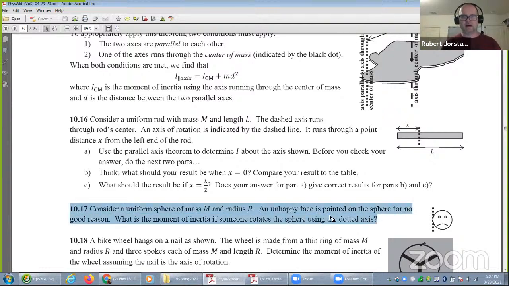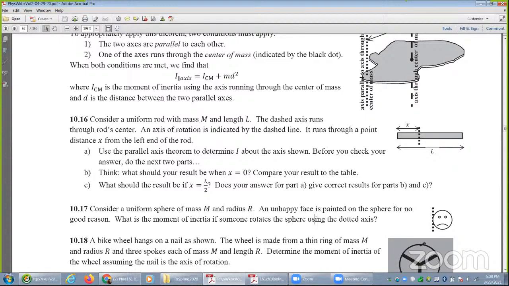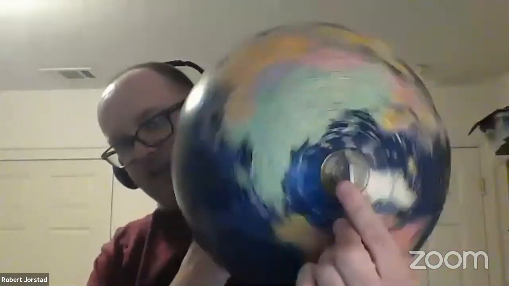10.17. A solid sphere has an unhappy face painted on it for no good reason. What's the moment of inertia if you rotate it about that side? I'm looking for a sphere here. Would we use the 2/5 mr squared plus and then the radius? Yeah, the distance would be the radius. So instead of rotating it about its center, we're grabbing it about its edge and rotating it like this, right?